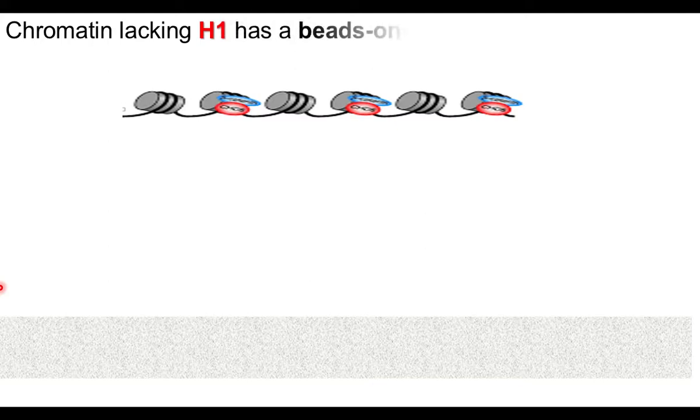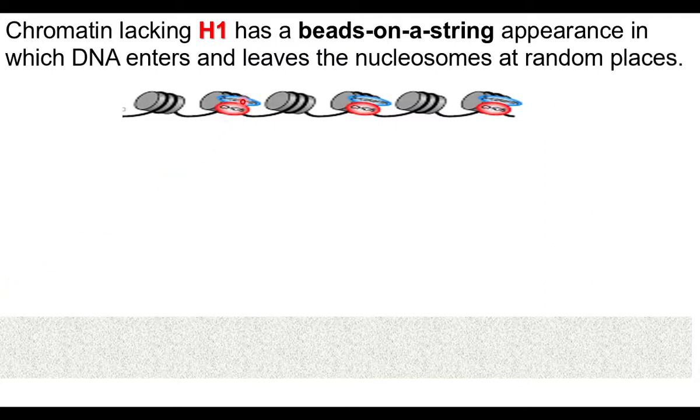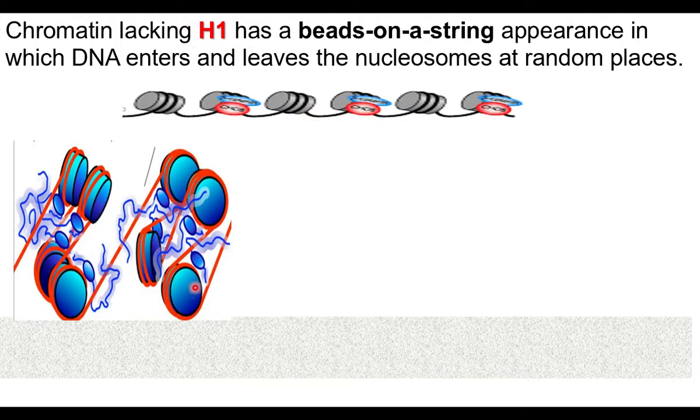Chromatin lacking H1 has a beads on a string appearance, in which DNA enters and leaves the nucleosomes at random places. If H1 is present, the H1 of one nucleosome is attracted by H1 of another nucleosome and forms a coil structure, so further coiling is possible. If H1 is absent, further coiling is not possible.